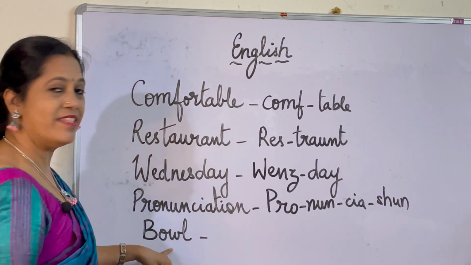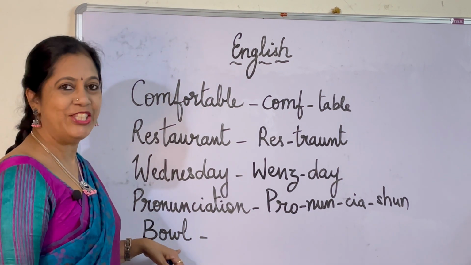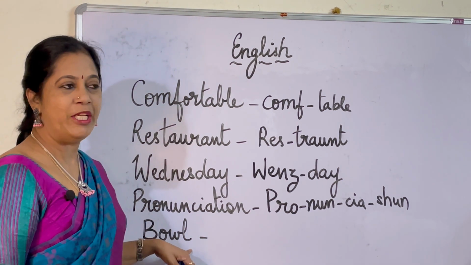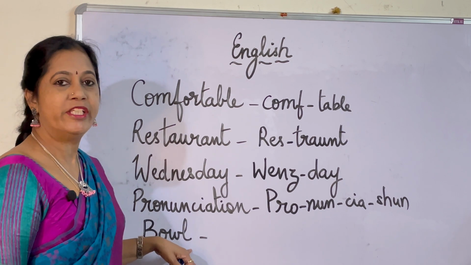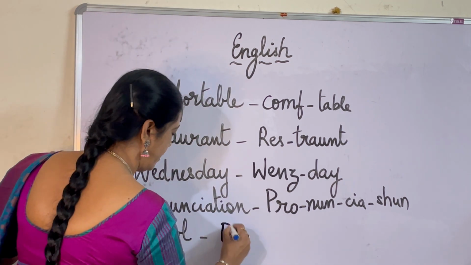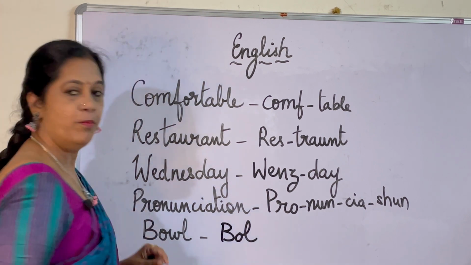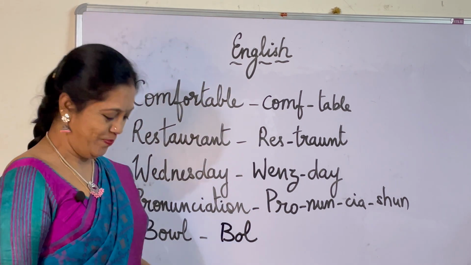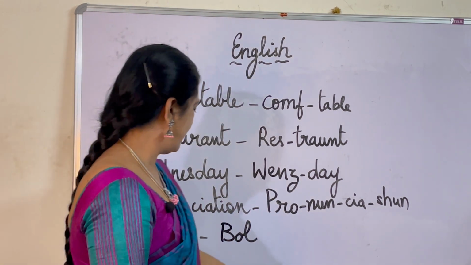Pronunciation. Yes, and this is? Bold. Okay, I think you have almost said it right. Actually, many people say it as bowl. No, it is bowl. Bold. It is bowl. Okay, now this is it.